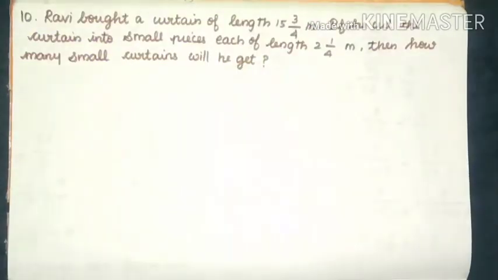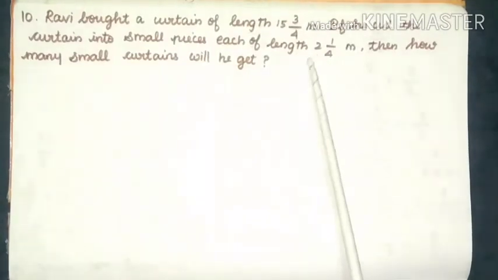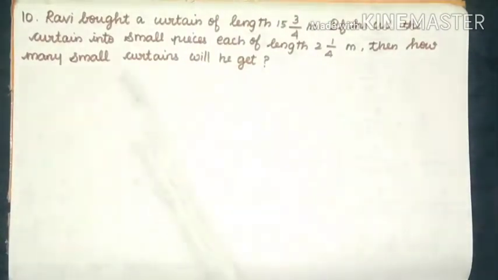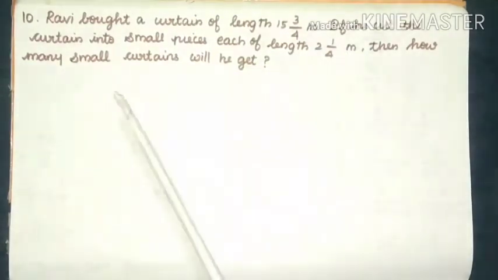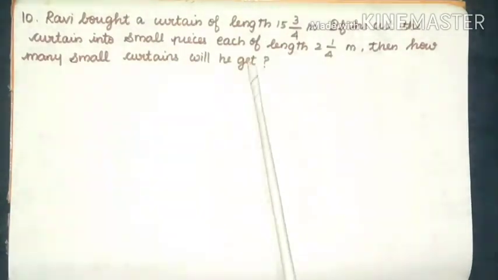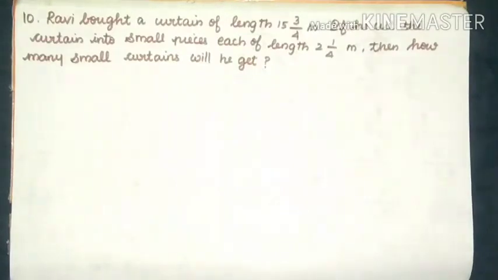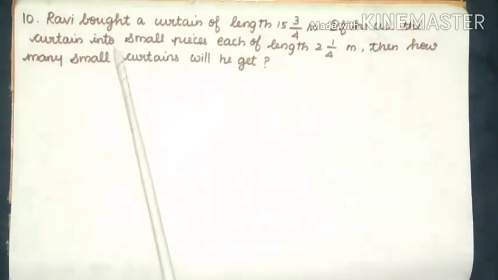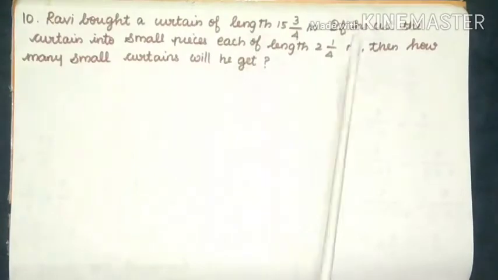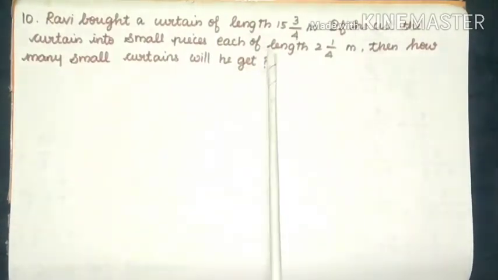10th sum. Ravi bought a curtain of length 15 3 by 4 meters. If he cuts the curtain into small pieces, each of length 2 1 by 4 meters, then how many small curtains will he get? See, here the given question is, Ravi bought a curtain of length 15 3 by 4 meters. The total length of the curtain is 15 3 by 4 meters. After that he cut the curtain into small pieces, each of length 2 1 by 4 meters. We have to find how many small curtains will he get.